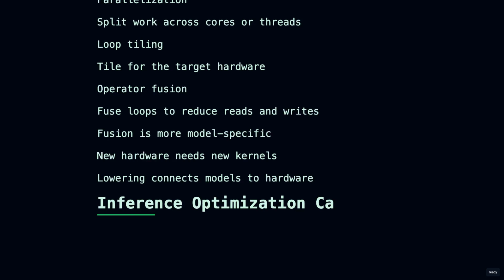Let's look at a real case study from PyTorch showing how much inference throughput can improve with different optimization techniques. The key idea is that these gains stack, but each step trades off effort, complexity, and sometimes accuracy.